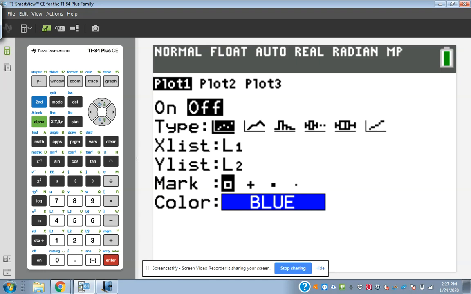And I'm going to turn mine on. Okay. Mine is off at the moment, so I'm going to make sure the on is darkened in and the off is not darkened in. Okay.